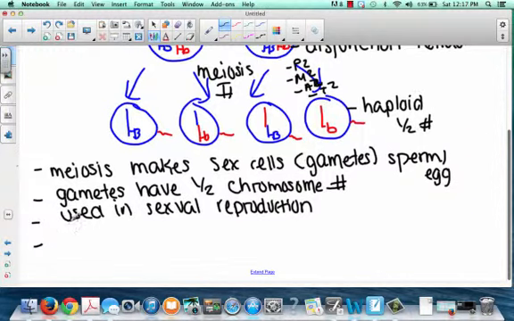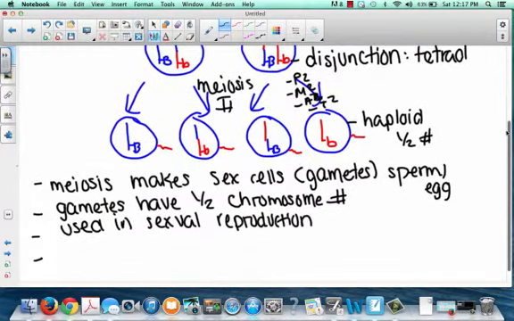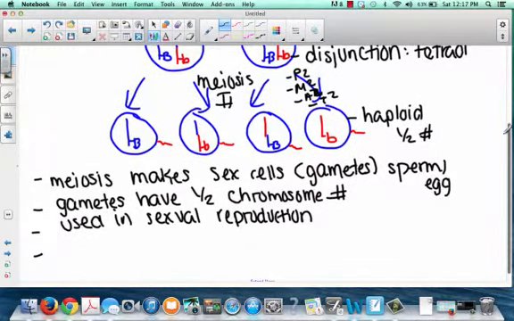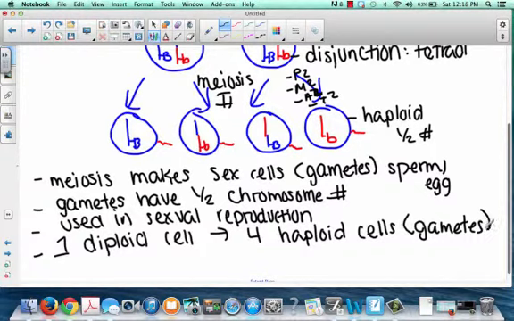Now, from the beginning, if you just go up to the top, we started with 1 diploid cell, and we ended with 4 haploid cells. So we need to write that down: 1 diploid cell makes 4 haploid cells, which are our gametes.